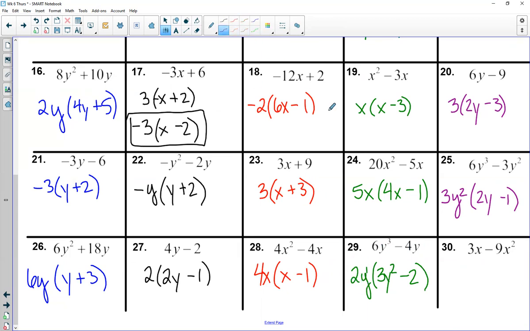And our final question here, we have 3x minus 9x squared. We're going to see that both of these share what? Okay, their GCF will be 3x. So 3x times 1 is going to be 3x. 3x times negative 3x is going to be negative 9x squared.